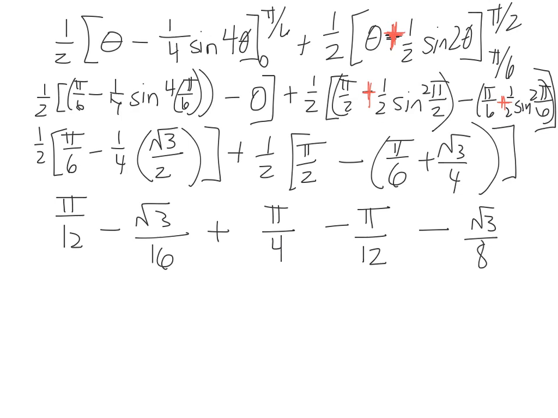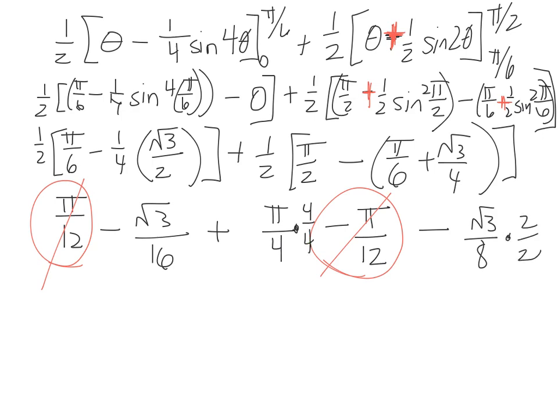So if I want to combine all of these fractions, I need a common denominator. It looks like, well, hang on. The pi over 12 will subtract this pi over 12, and that adds up to 0. Now what's left, I should have a common denominator of 16. So the first fraction already has a 16. This one I can multiply by 4 over 4. And the last one I can multiply by 2 over 2.